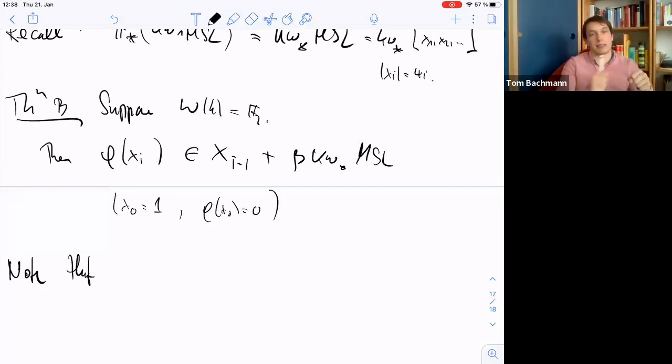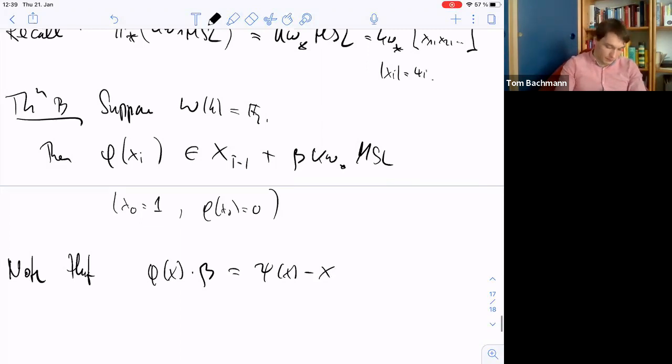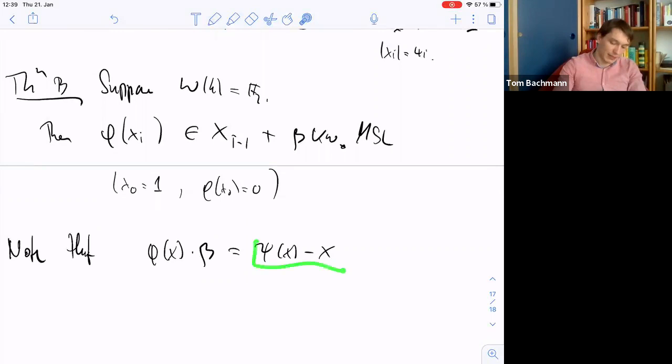It was basically you take psi 3 minus 1 and then you somehow factor it through beta. And somehow there was some specific way of doing this. But it tells you for sure that if you do phi, and then you multiply by beta, then you must get psi of x minus x. This is basically true by definition. In particular, it tells you that this element here is always divisible by beta.